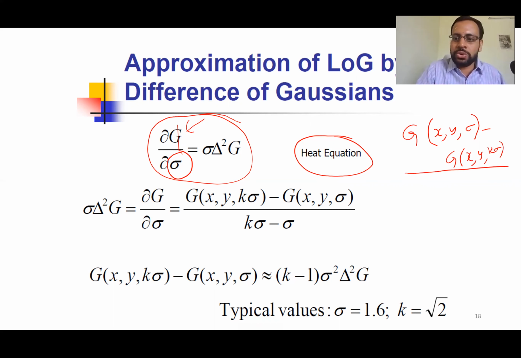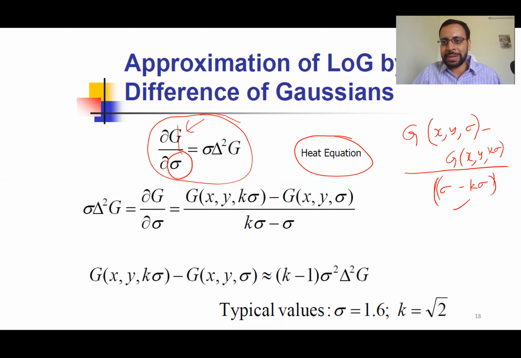Then ∂G/∂σ, I could simply write it as G(x,y,kσ) minus G(x,y,σ), divided by kσ minus σ. So ∂G, the difference of Gaussians with these σ and kσ, is this, and then you take the difference of these variances that you have taken.